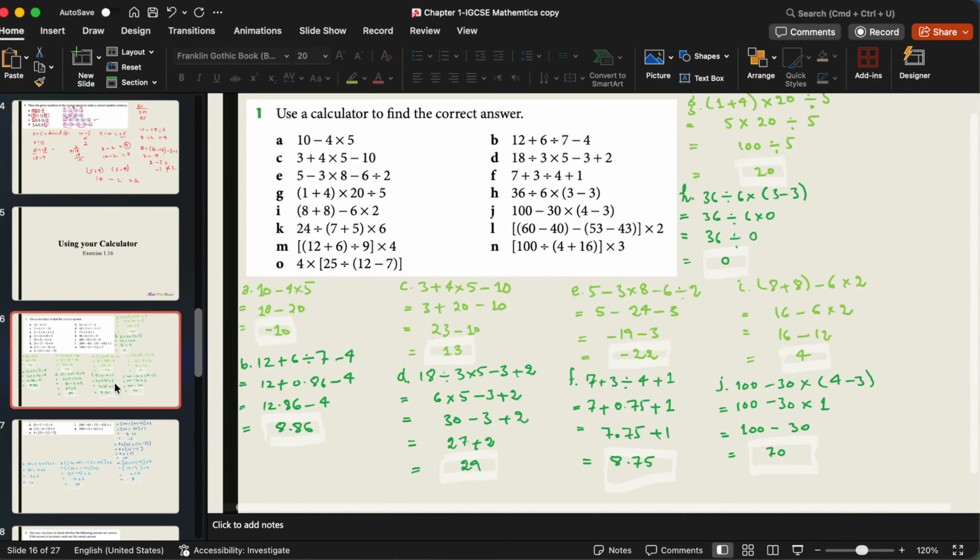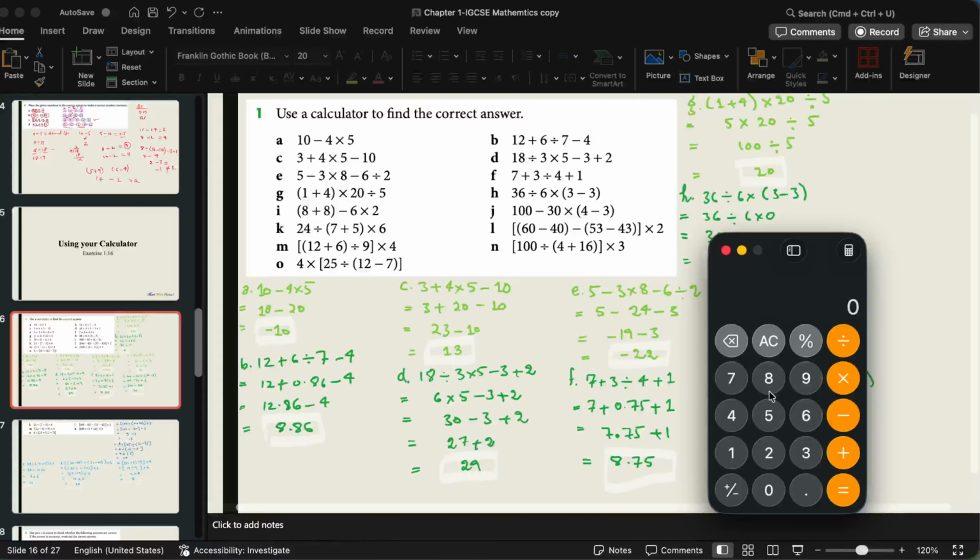So in here we will make a start with our very first question. As you can see, it asks us to use a calculator to find the correct answer. I have those questions mentioned stepwise in here. However, I will be showing you the use of the calculator as well.